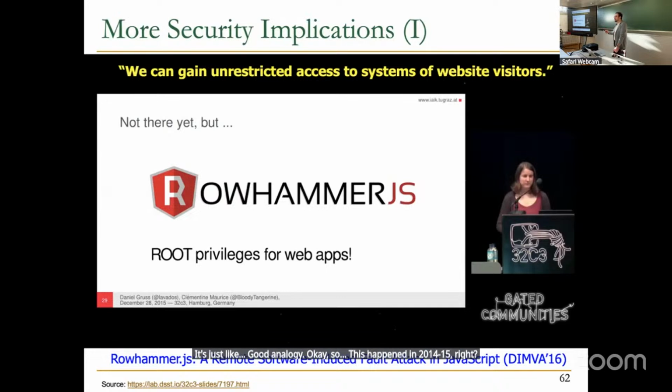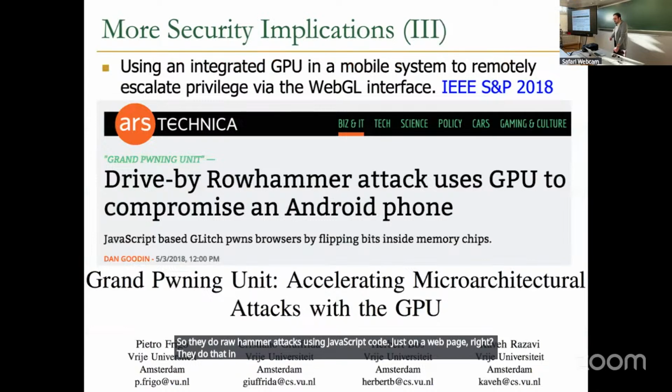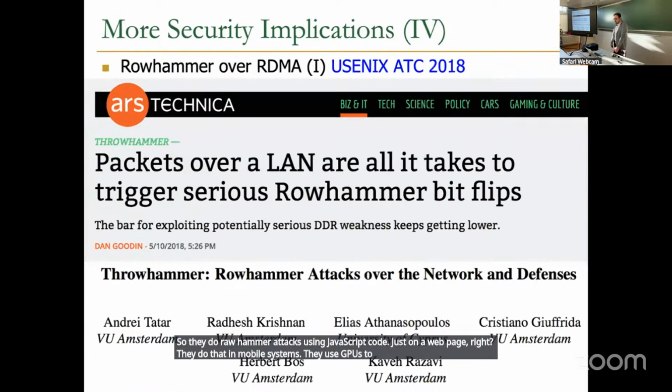And there are a lot of smart security researchers. You might know some of them. They exist in ETH Zurich, and they do a really great job in some other places as well. So there are tons of system-level attacks that exploit this phenomenon. So they do RowHammer attacks using JavaScript code just on a web page, right? They do that in mobile systems. They use GPUs to accelerate their attacks. They use network packets to hammer rows and induce bit flips, so you can actually attack remote machines.